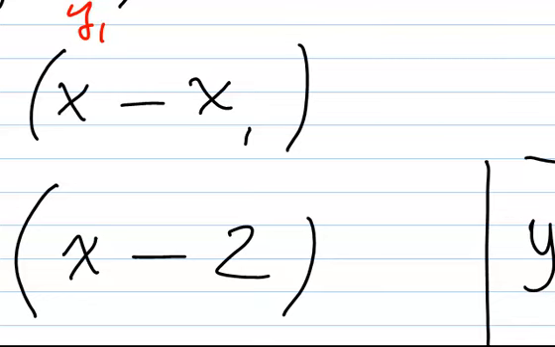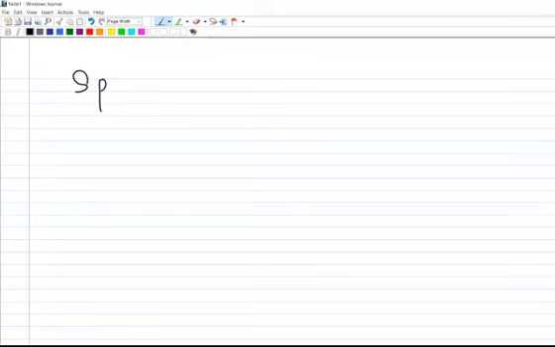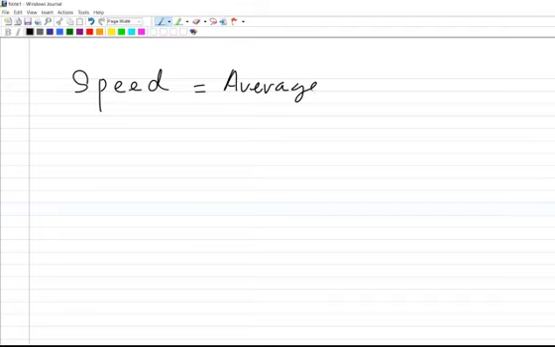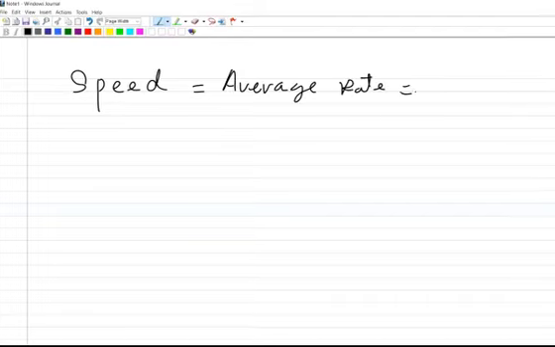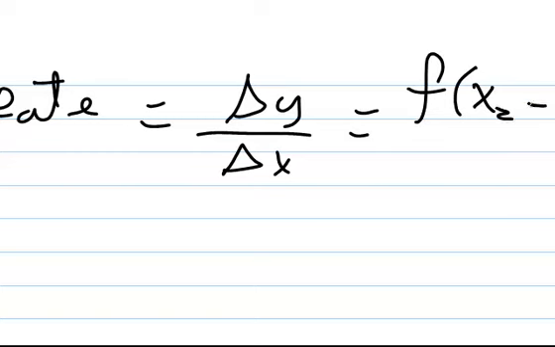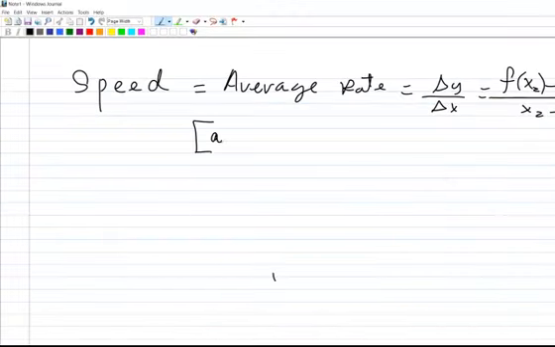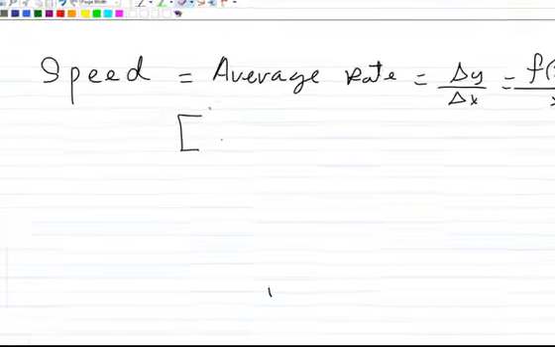So now what's the difference between what we did before, which is the speed, and what we're doing now, which is called instantaneous velocity? So we said the speed is basically the average rate, which is the change in y over change in x, which equals f of x2 minus f of x1 over x2 minus x1. And usually it's given to you on a specific interval. We can call this interval x1 and x2.